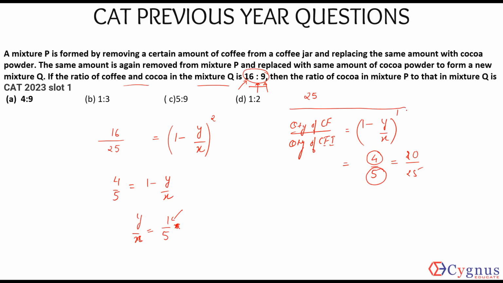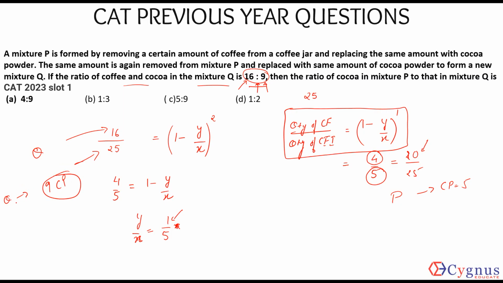So when you removed it the first time, the ratio comes out to be 20 by 25. That means only 20 parts of coffee are left. The remaining 5 parts are cocoa powder. This is about the mixture P. And when you did it twice, this ratio will be about mixture Q. Out of 25 parts, 16 parts are coffee. 16 parts of coffee are left. That means the remaining 9 parts in the mixture Q are cocoa powder.